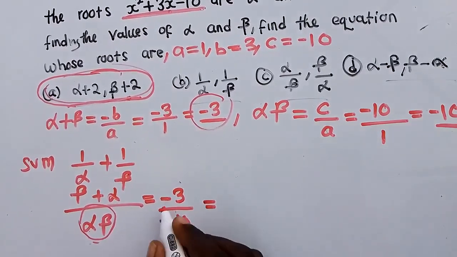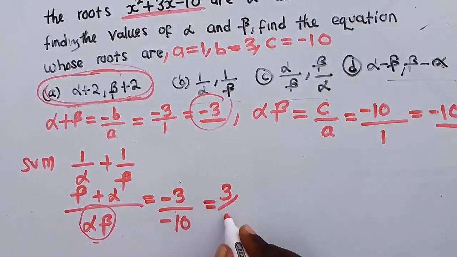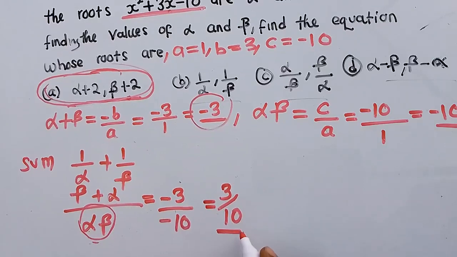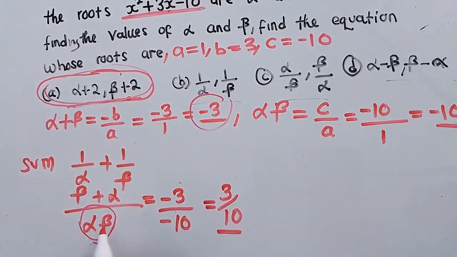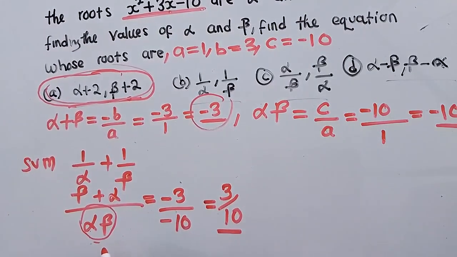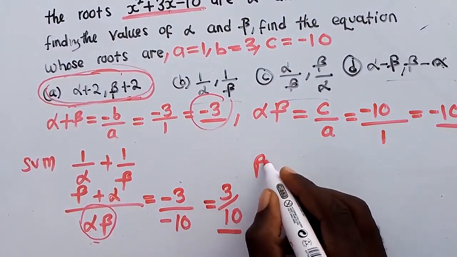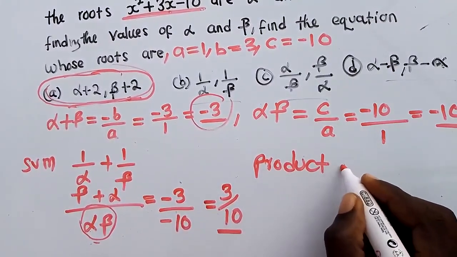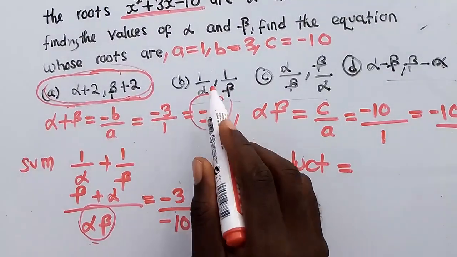So here now, negative will be cancelled. I'm going to remain with 3 over 10. 3 over 10 is the sum of the roots. So after finding the sum of the roots, the next thing that I'm going to do is find the product of the roots. The product of the roots means I multiply these two.